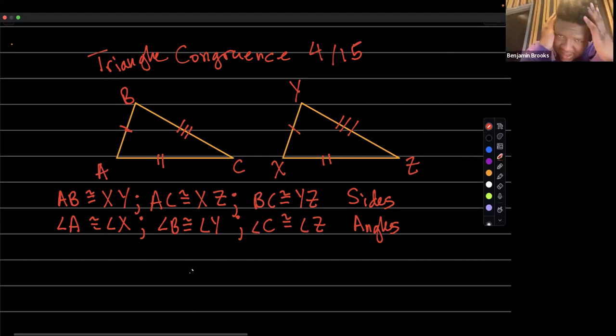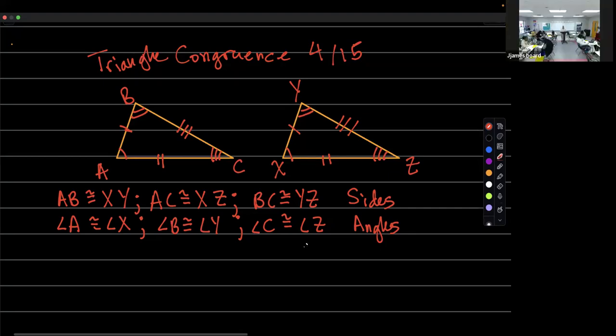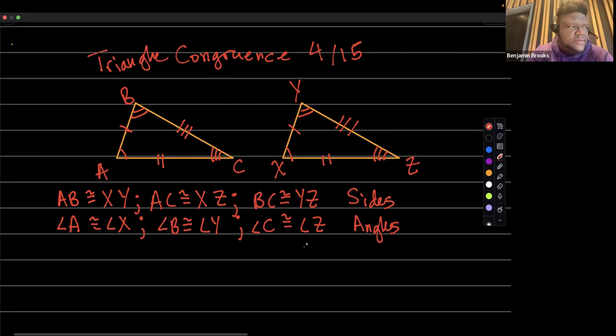Now, we can say A is congruent to X, we can say B with 2 hashes is congruent to Y, and we can say C with 1, 2, 3 hashes is congruent to Z. I'm going to pause right there to make sure that your notes look like my notes.